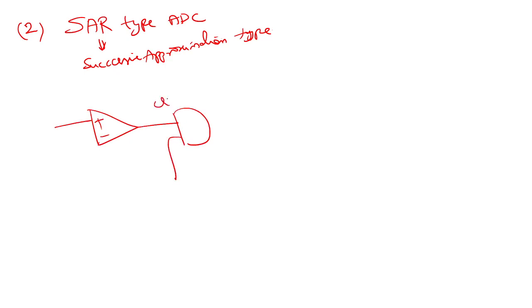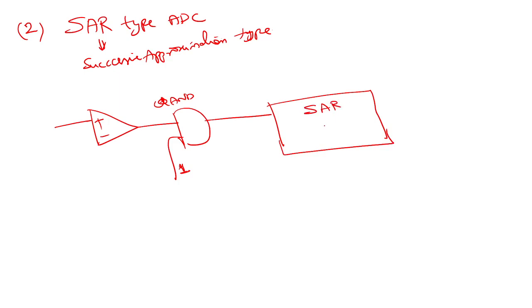There is a clock. Okay. And there is AND gate, right? And it's not a clock source. It is just one here. Okay. And here, this is SAR register. Okay. Successive approximation register. It is a bit different from counter. Everything else is same. Okay.